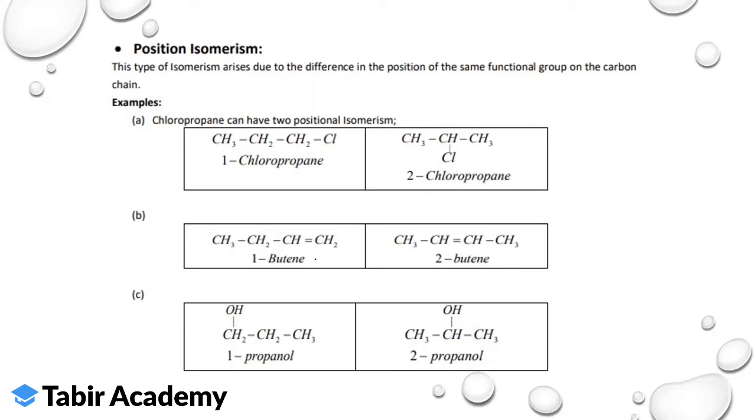इसी तरह हमारे पास है 1 butene, हमारे पास जो डबल बॉन्ड है दैट इज बिटवीन दीज टू कार्बन्स, एंड हमारे पास है 2 ब्यूटीन दैट इज बिटवीन दीज टू कार्बन्स। सो इसलिए हमारे पास है प्रोपेनोल, OH is the functional group. This is attached with the first carbon, so 1 propanol, and this is attached with the second, so this is 2 propanol.